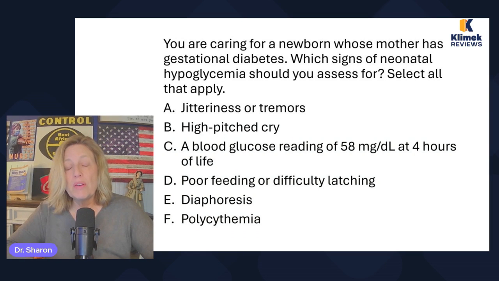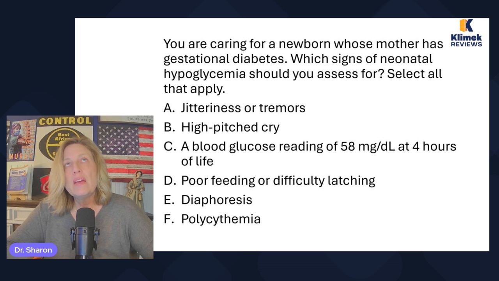So I'm not a neonatal nurse. I'm not a pediatric nurse. I hate peds questions. They make me nervous. So what I'm going to have to do is say in general, is this a symptom of hypoglycemia? In general, are jitteriness or tremors a symptom of hypoglycemia? And they definitely are. So I'm going to say yes.